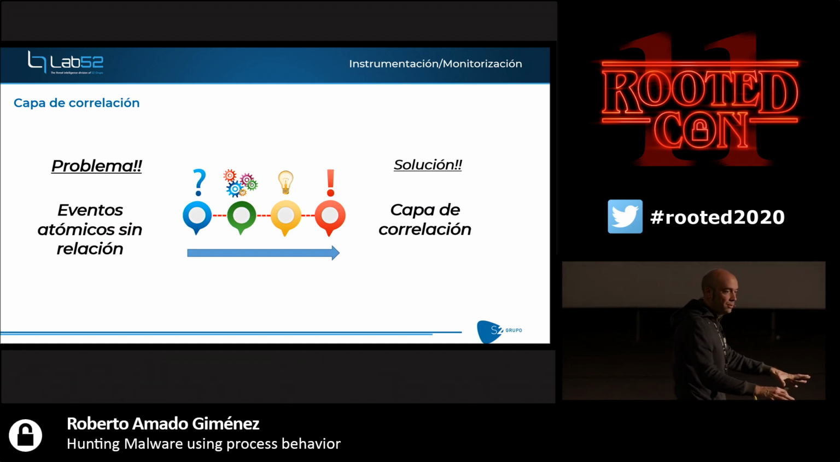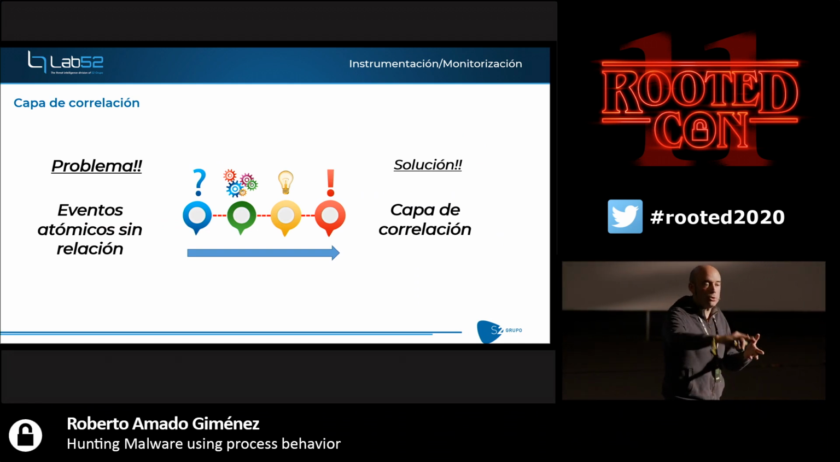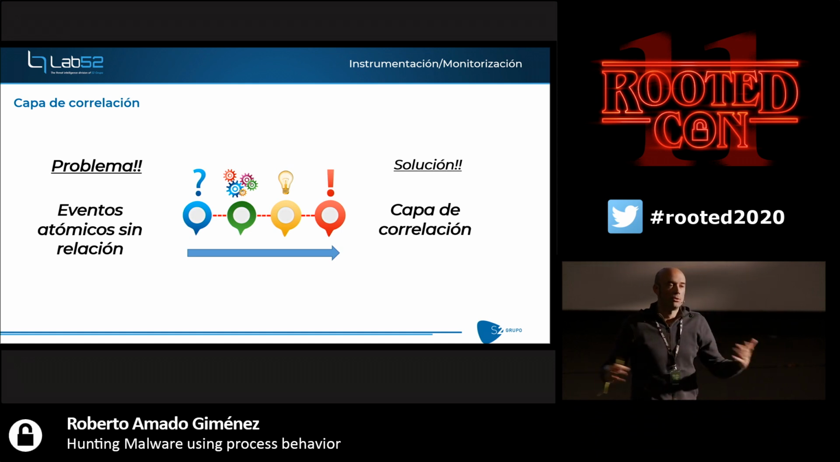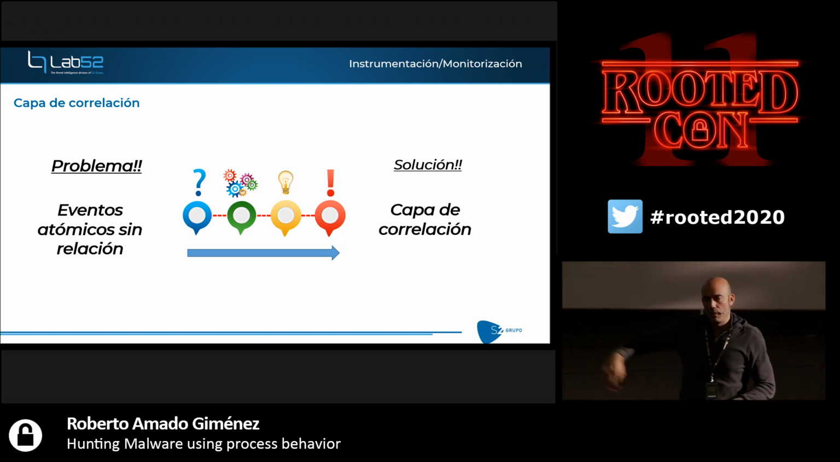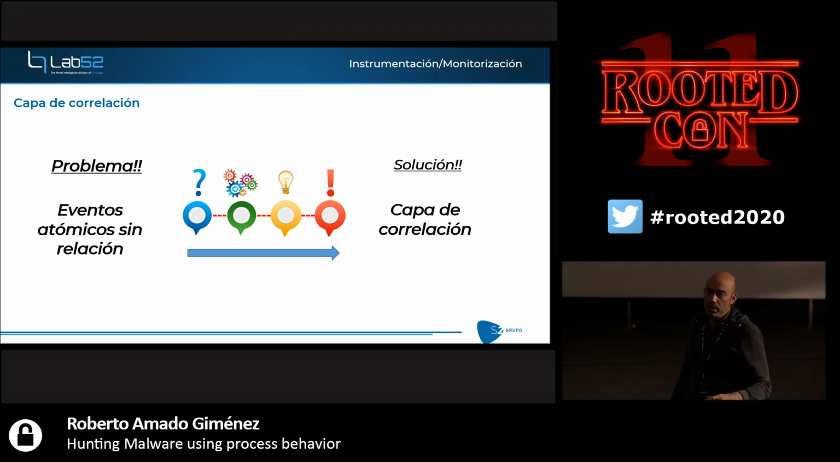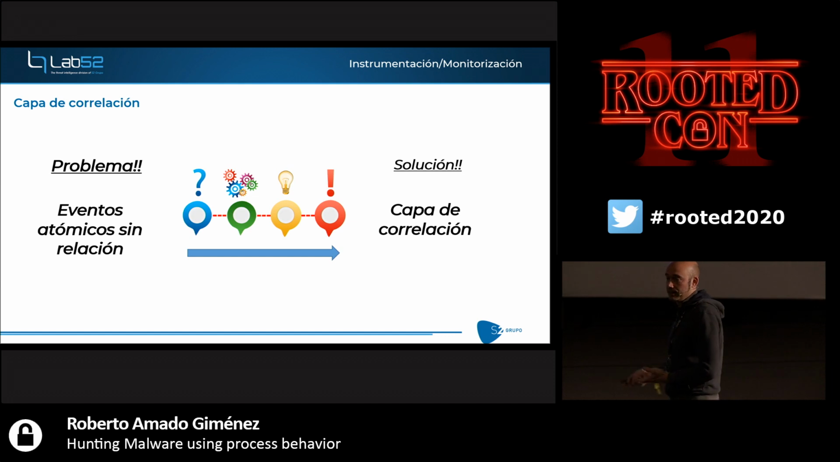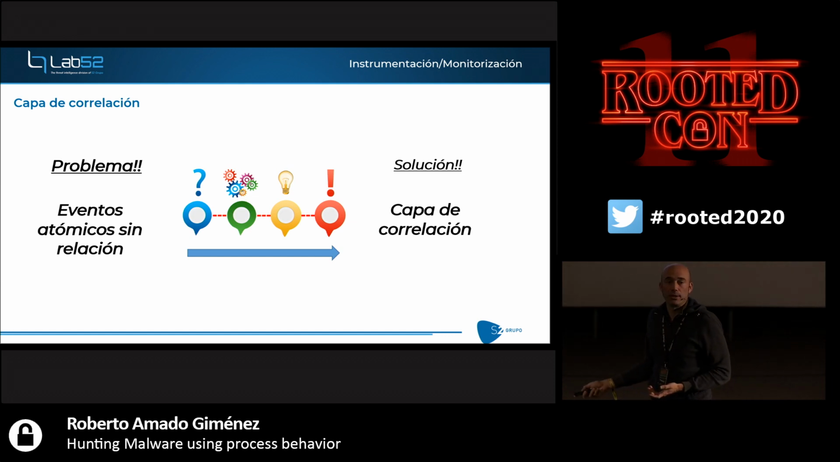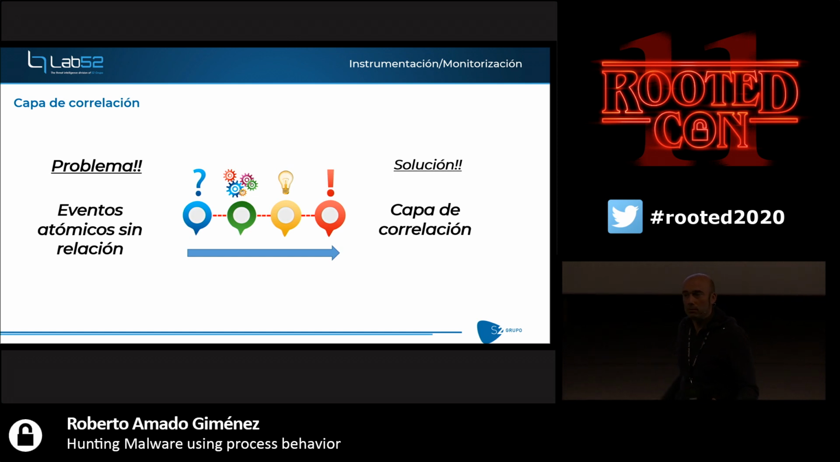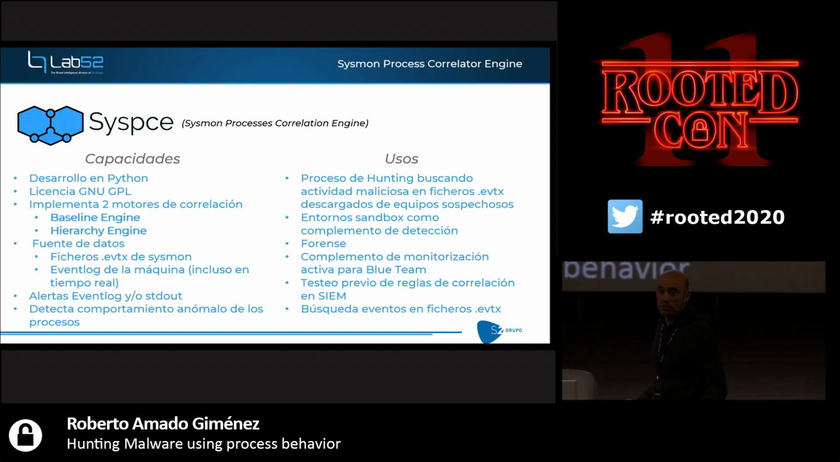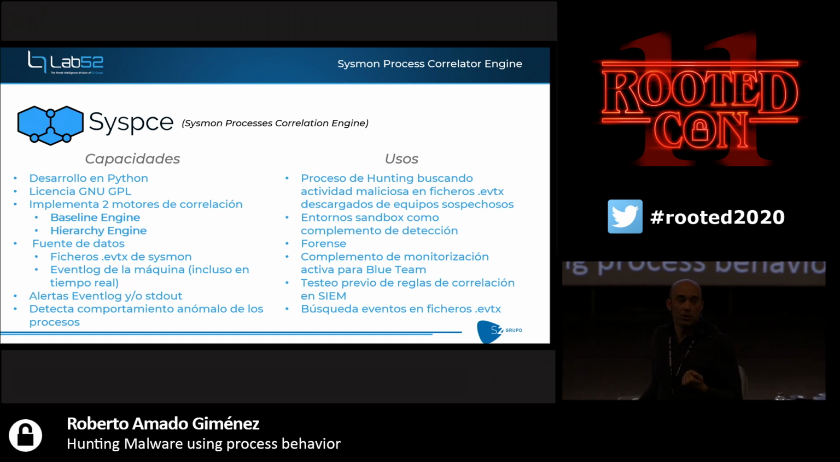The problem is that this monitoring of Sysmon at this point in time are atomic events, though there are no relation between them. A process is created, a connection is created, something is written, but there's no correlation between them. And that's a problem. So in order to detect these actions of Cobalt Strike, for example, we need to correlate all these events. And this is what I wanted to share with you today.